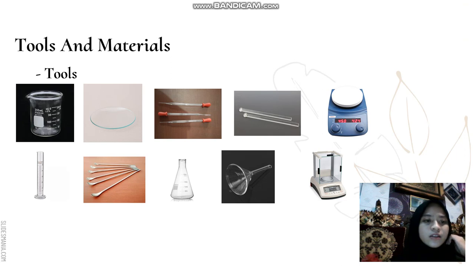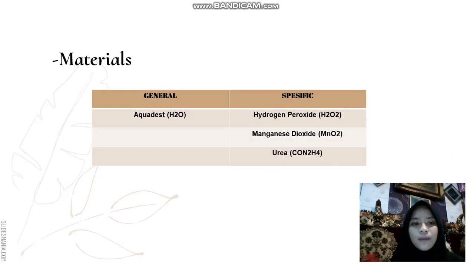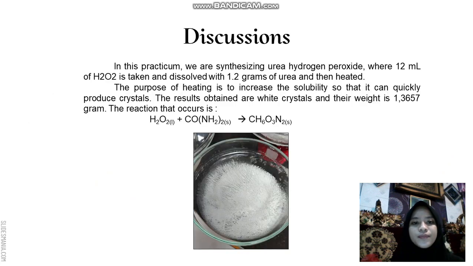Tools and materials. Tools are beaker glass, watch glass, drop pipette, stirring rod, hot plate, measuring cup, spatula, Erlenmeyer flask, volumetric flask, and analytical balance. Materials are aqueous hydrogen peroxide, manganese dioxide, and urea.